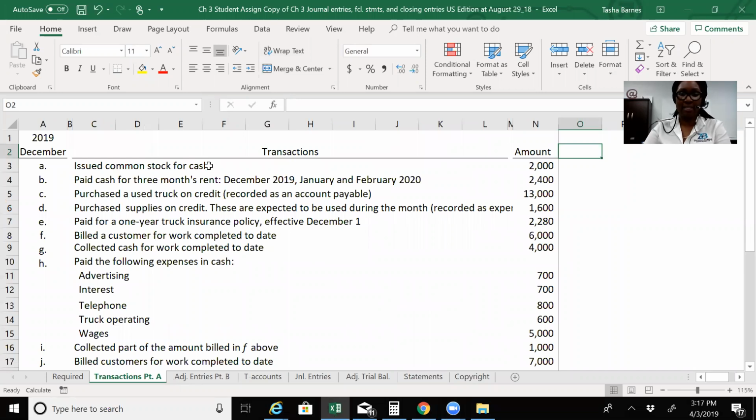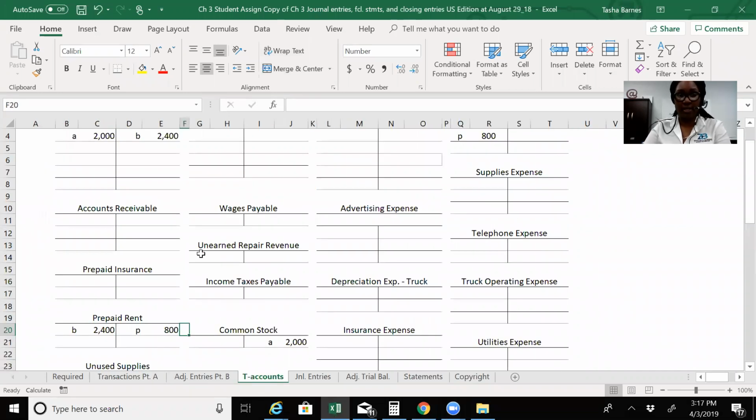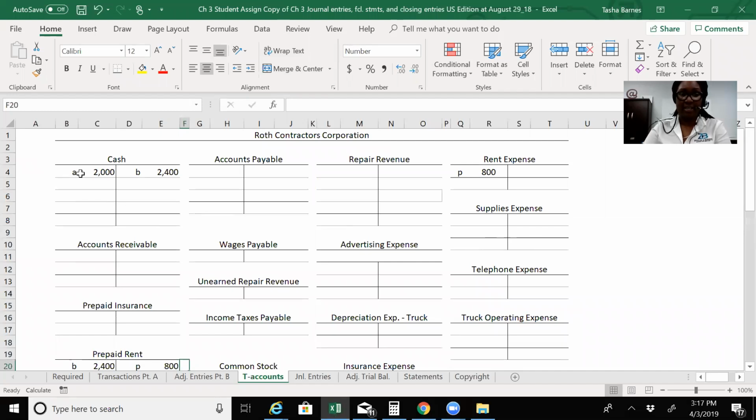So issue common stock for cash for $2,000. So if you go to your T accounts, we have cash. Cash is a normal debit balance because it's an asset. So you issue common stock for cash. So that means you receive cash. So when the corporation receives cash, it's an increase. And since assets have a normal debit balance, because it's cash, then you would debit it.